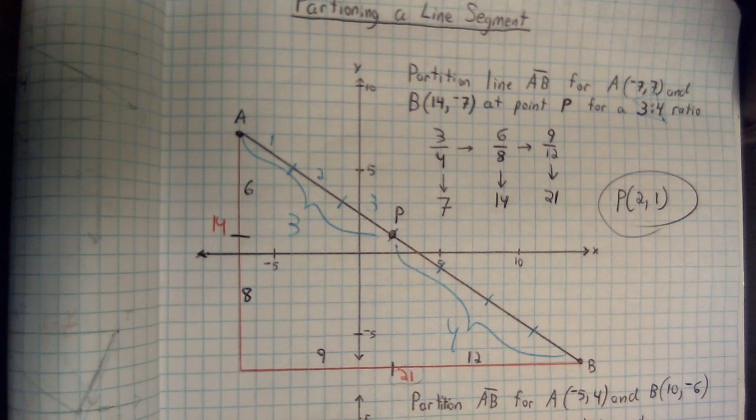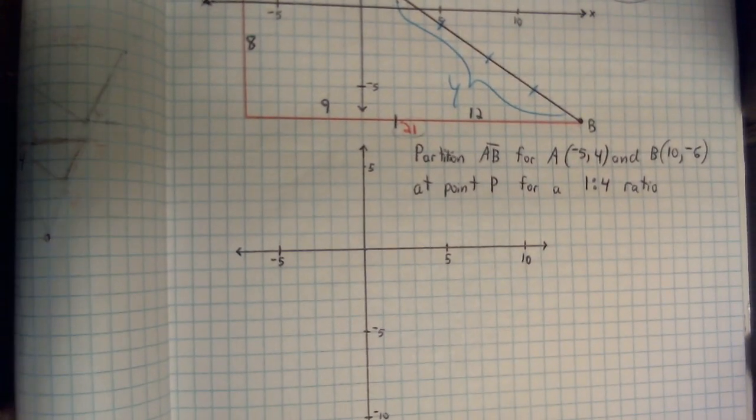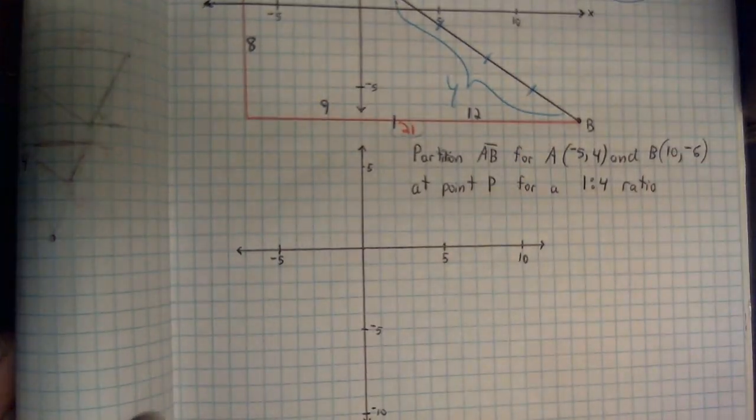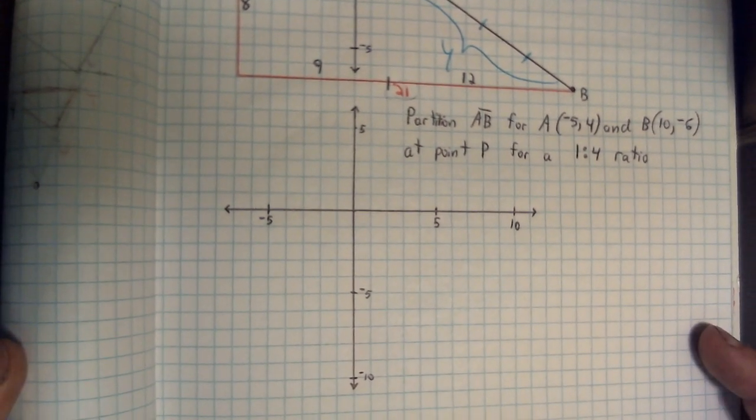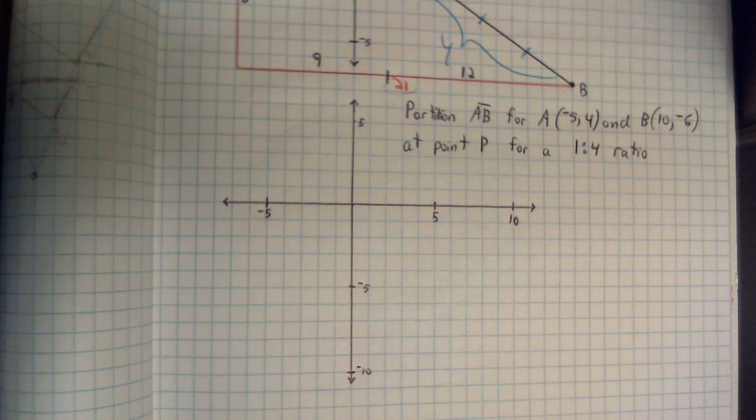So I want you to try this next one on your own. This last step in blue is not necessary. The red steps definitely are, though. So try partitioning this line on your own. You're going to need some graph paper and a couple of seconds of this video paused. Alright, let's see how you did.